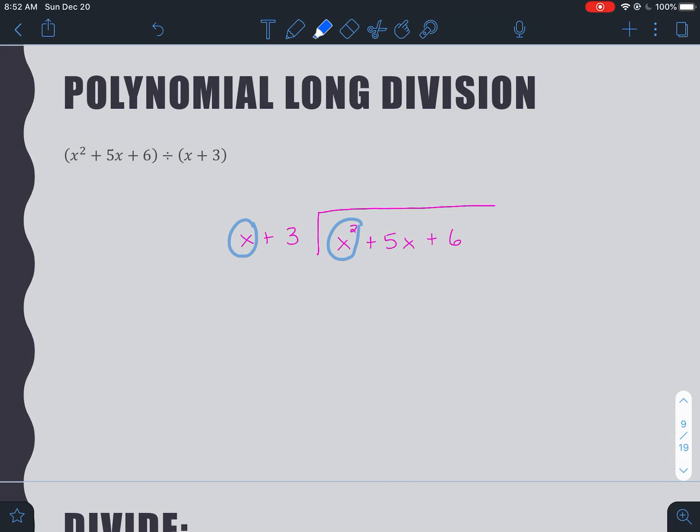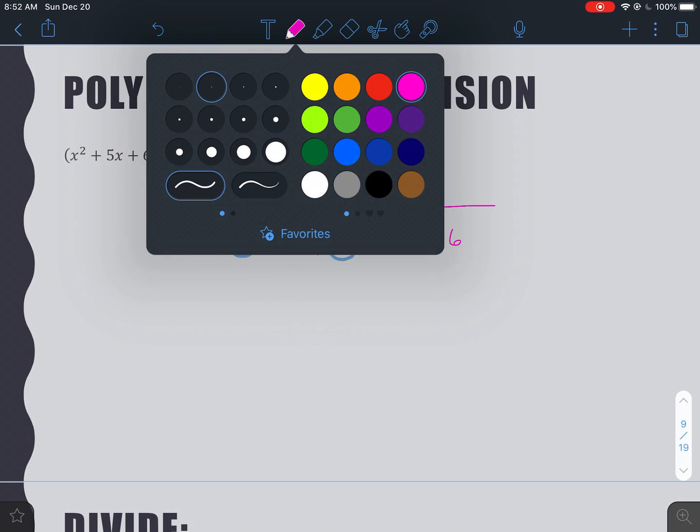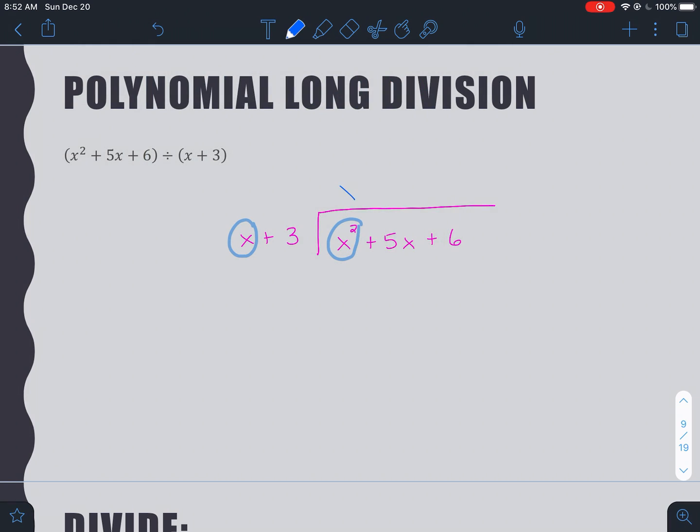So we're going to look at that first term on the outside, which is an x. And I'm going to say, what do I have to multiply it by to get the first term on the inside of the box? So x times what is x squared? Well, x times x is x squared, right? So that's what I need. I needed an x up there.